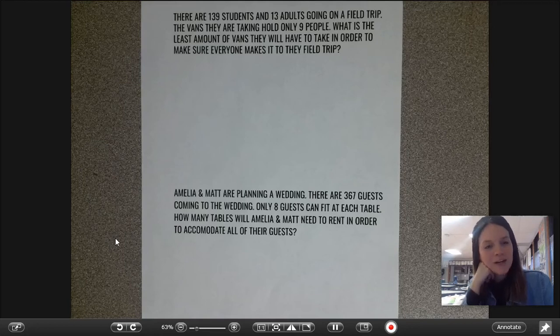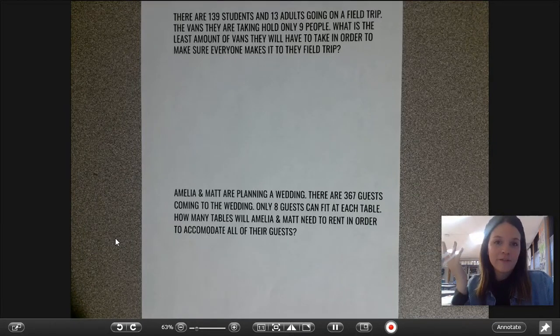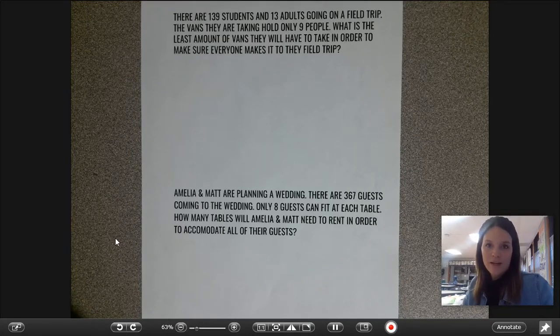Welcome back, fourth graders. Today we're going to be doing some division with interpreting remainders, which is just a fancy way of saying we're going to divide, and then once we have a remainder, we're going to decide what that really means. So I'm going to work through these two problems with you, and then I have a few example problems you can work with on your own.